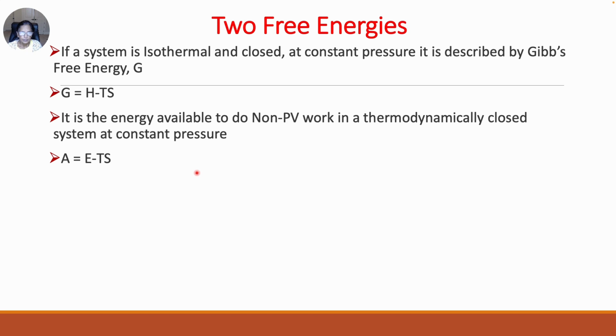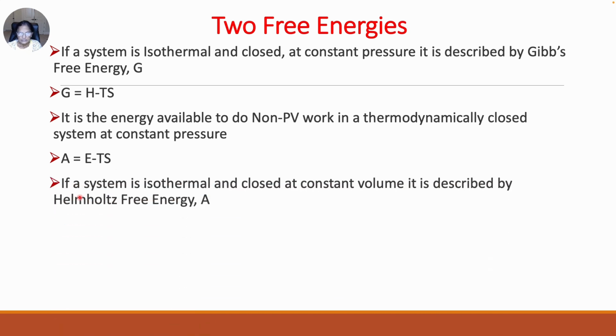Let's see the second type of free energy, that is Helmholtz free energy, represented by capital A. It is equal to E minus TS. E is internal energy, T is absolute temperature, S is entropy. If a system is isothermal, maintained at same temperature and closed at constant volume, it is described by Helmholtz free energy. Helmholtz free energy is at constant volume and Gibbs free energy is at constant pressure. Make a note.